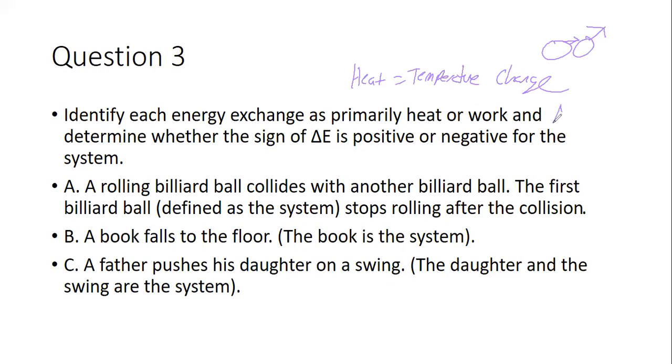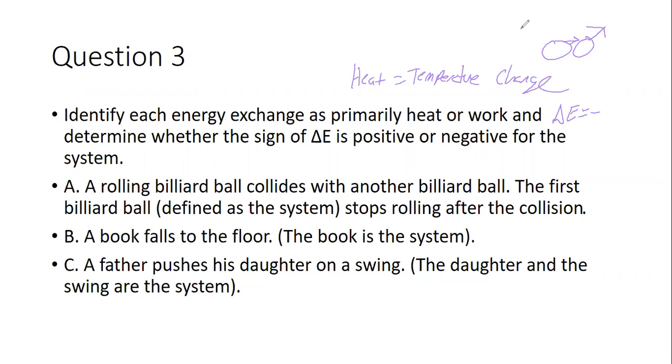And delta E for the first one, if our first billiard ball is the system, is negative, because when I hit the second billiard ball, I'm transferring my kinetic energy to it. Therefore, if I'm the first billiard ball, I lost all that energy. I stopped moving. I lost that kinetic energy in the form of work.